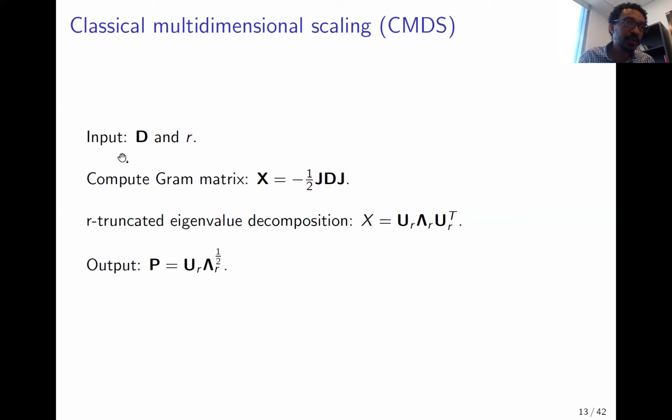Okay, so I'll give you a full square distance matrix D and R, where R is the target dimension for the points. We first compute the gram matrix by using this formula that we have derived also from the Schoenberg characterization. And now that we have the gram matrix, we remember that the gram matrix is PP transpose. So to obtain it, since the gram matrix is symmetric and positive semi-definite, we can do a spectral decomposition or eigenvalue decomposition, and we can take the square root.